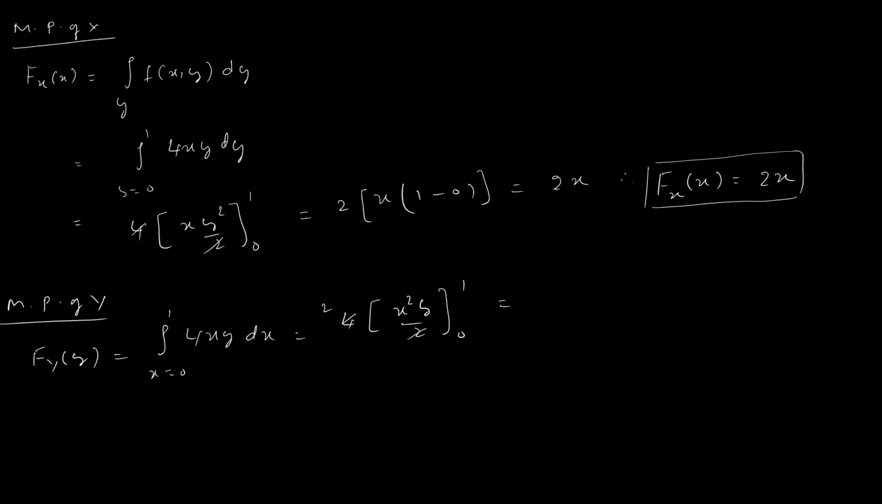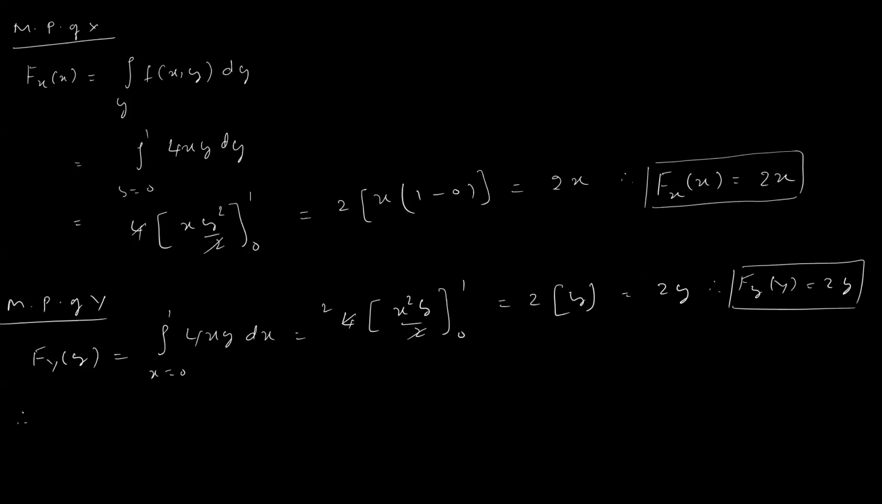So for the upper limit of x, when you put it in, you will get 1 square minus 0. So you will get 2 into y. So I'm getting the value as 2y. Therefore fy of y is 2y. This is the marginal probability of y.